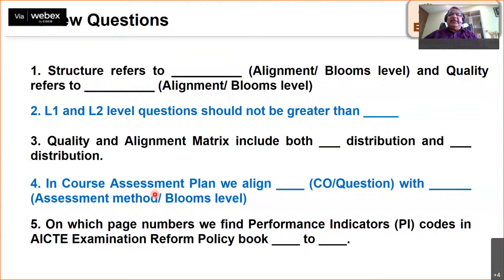In course assessment plan, we align CO with assessment methods. So this one I want you to answer. On which page numbers we find performance indicator code? Because even after completing everything, still the students will have the doubt. Where we get PI code, where we get PI, 15 to 19.